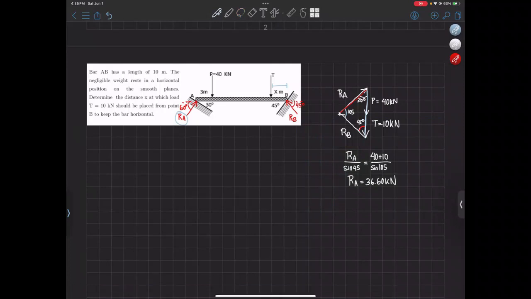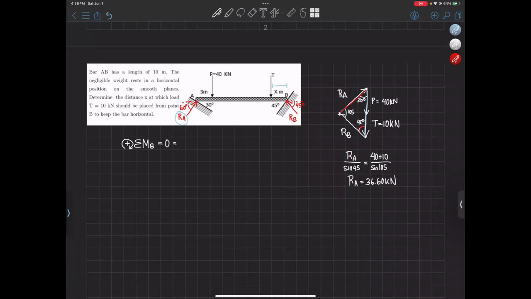So if we do moment around B, make sure to indicate the orientation. All we need to do is just find the distances between them. So this will be equal to 0 because it says it rests. It doesn't say it's moving.